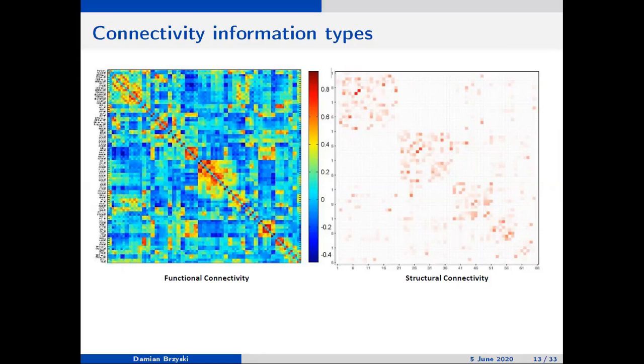structural connectivity, functional connectivity, and those two will give you totally different connectivity matrices. For example, structural connectivity will give you a sparse matrix with positive entries, and functional connectivity generates very dense matrices, and both values, negative and positive, are possible here.